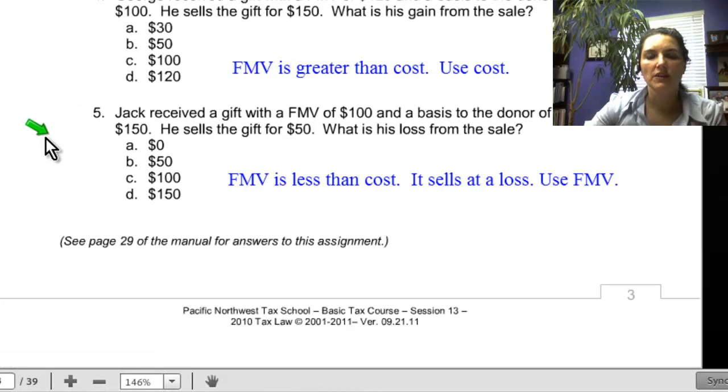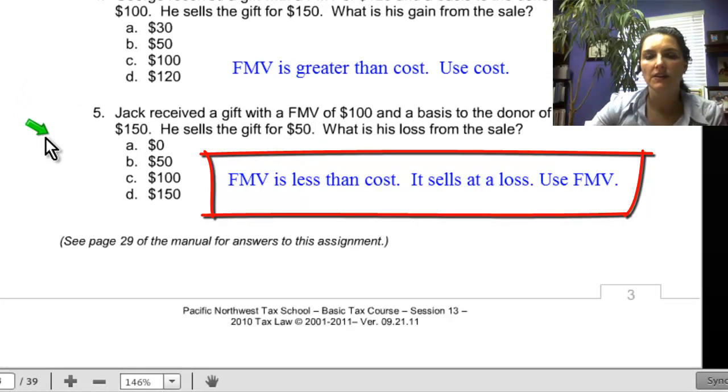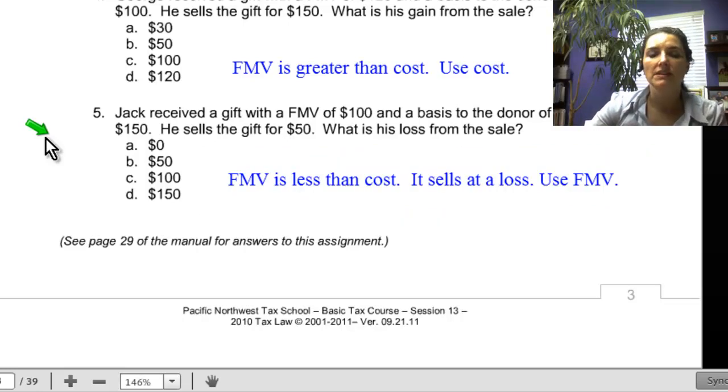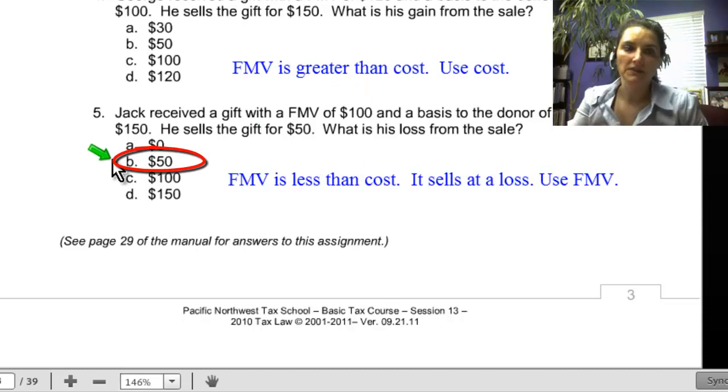So here we have another situation where the fair market value on the date of the gift is less than the cost. So if it sells at a loss, we're going to use the fair market value, because the fair market value is going to minimize the loss that the recipient of that gift is allowed to claim. So if the fair market value is $100 and it sells for $50, then the correct answer is a loss of $50.